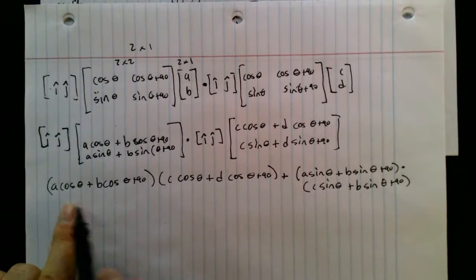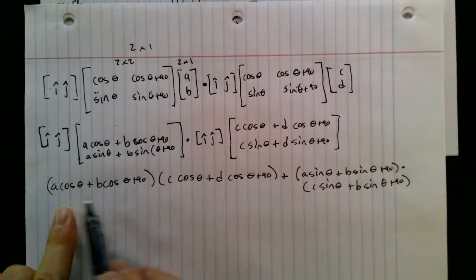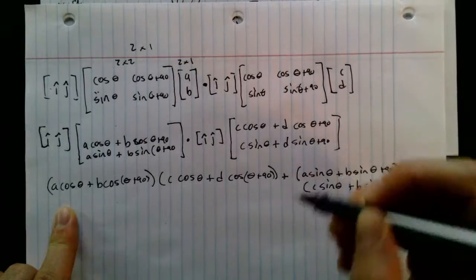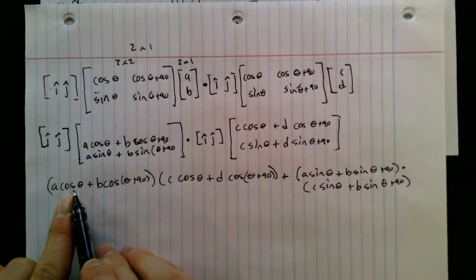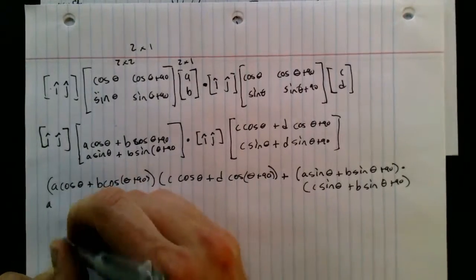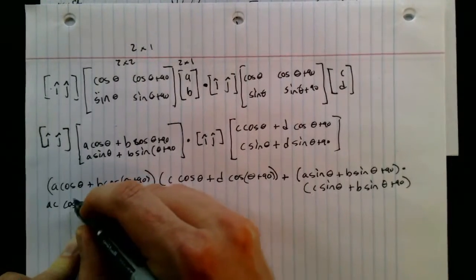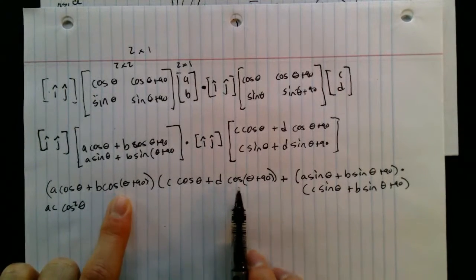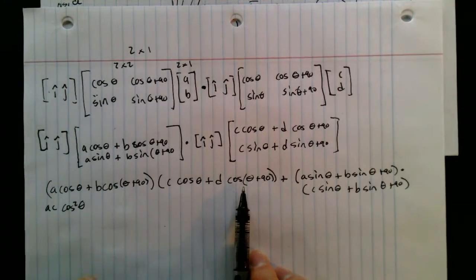So watch. Now we're FOILing this because we have one term. That plus 90 is inside the parenthesis there. So it's A times cosine theta plus this. So now we have AC cosine squared of theta, all right? And then we have BD cosine squared theta plus 90.